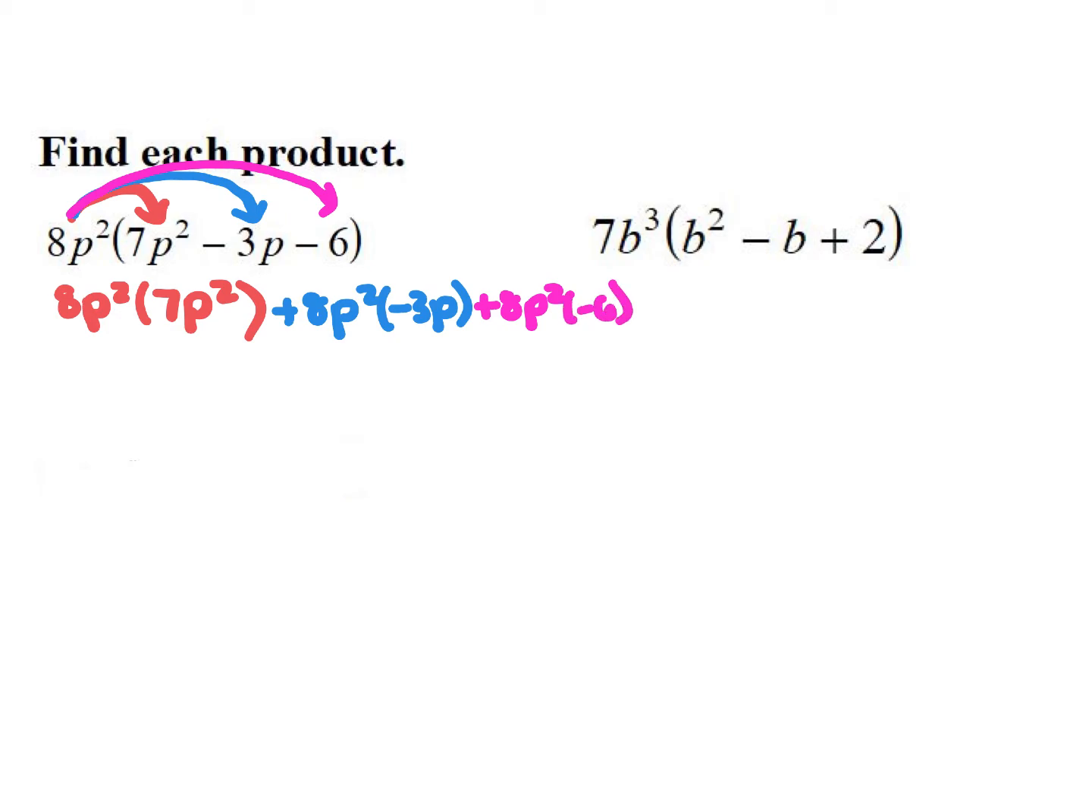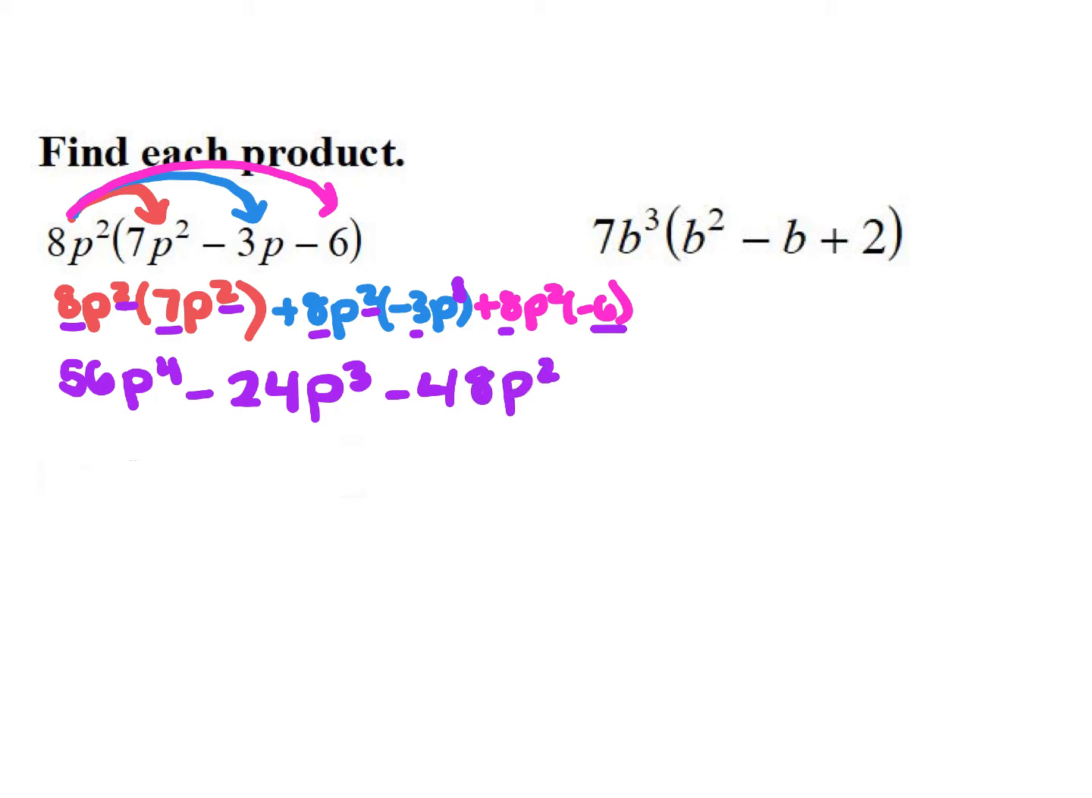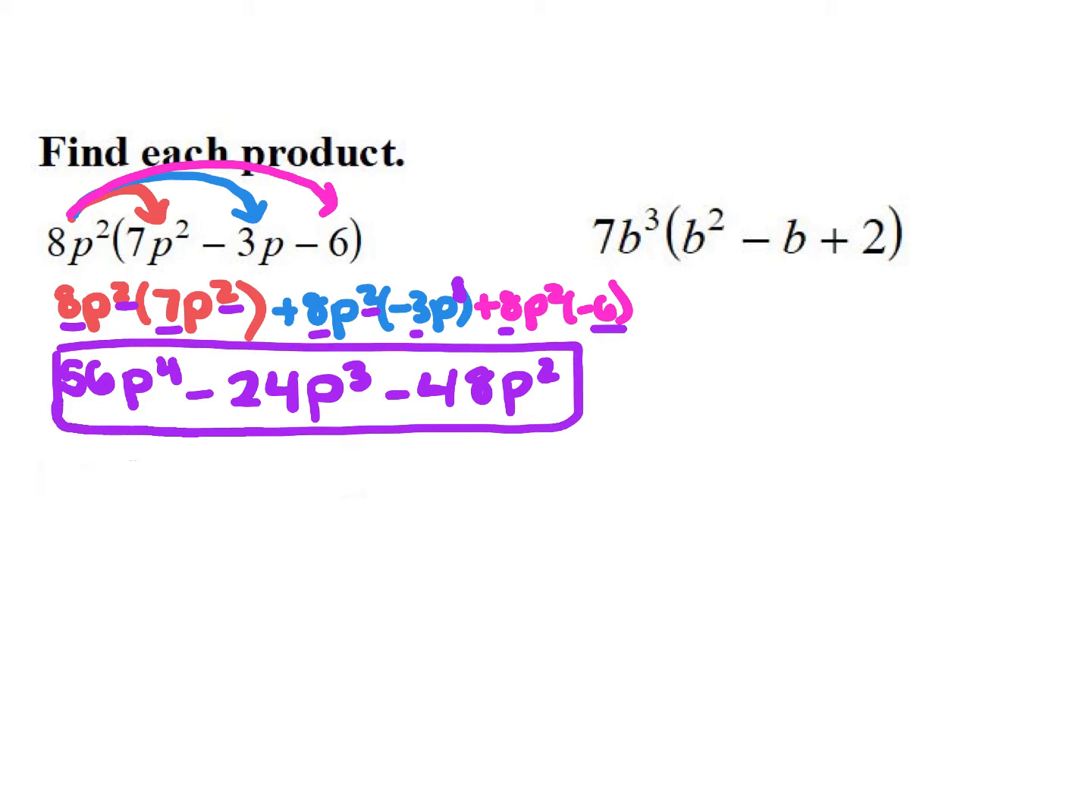When I simplify this now, the 7 times 8 gives you 56, and p to the second and p to the second combined becomes p to the fourth. Then for the next part, the 8 times 3 becomes minus 24, and this p to the second, and this is really p to the first, becomes 3p, so it's p to the third. Then lastly, the 8 and the negative 6 multiply to become negative 48, and there's just a p squared attached. So our answer is 56 p to the fourth minus 24 p to the third minus 48 p squared.